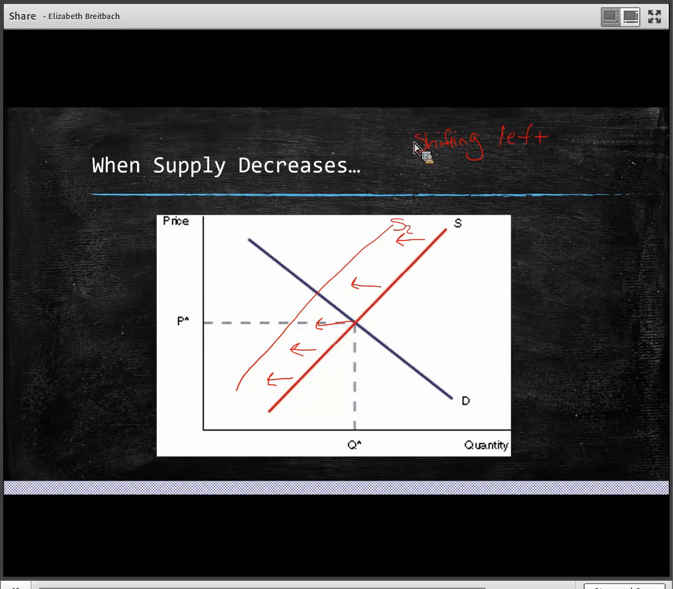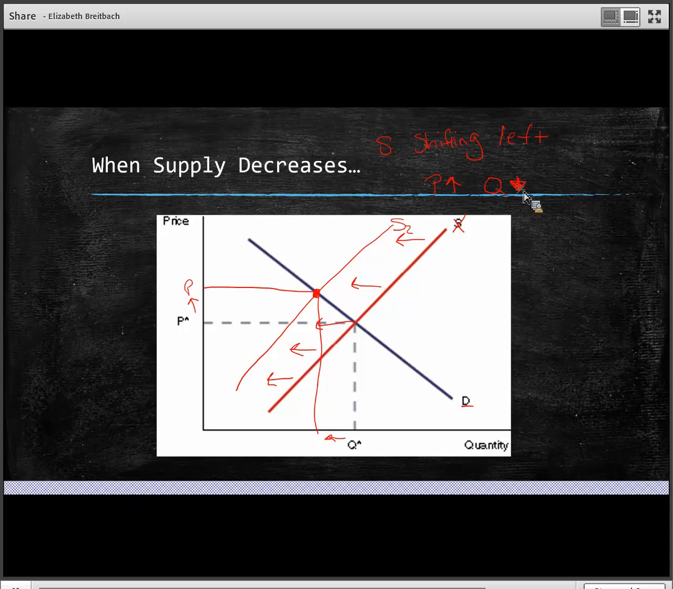As a result, we have a new equilibrium. We forget about this supply curve. Our demand curve doesn't change. Our new equilibrium is at a higher price and at a lower quantity. So price has gone up and quantity has fallen because of that supply decrease.